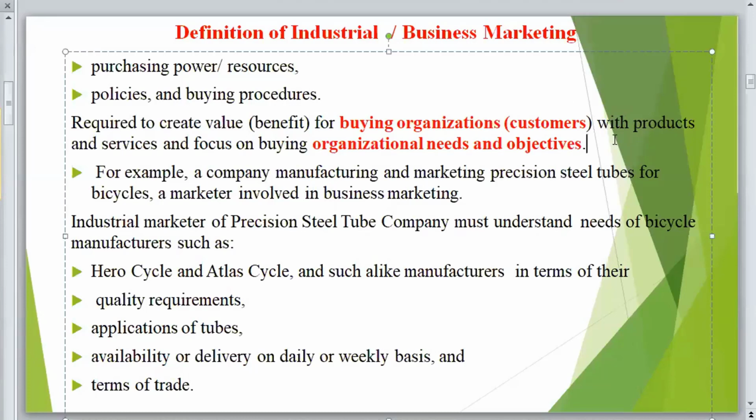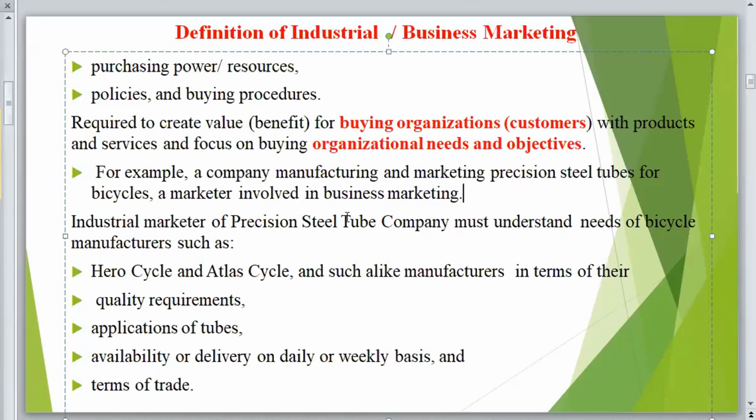So in this case, why is business marketing important? To create value or benefit for those organizations which purchase business industrial products. We have to first identify a marketing process. We need to identify the need and the objectives of the purchase. In the consumer market, we have to identify the consumer need. In the industrial market, we have to identify organizational need.